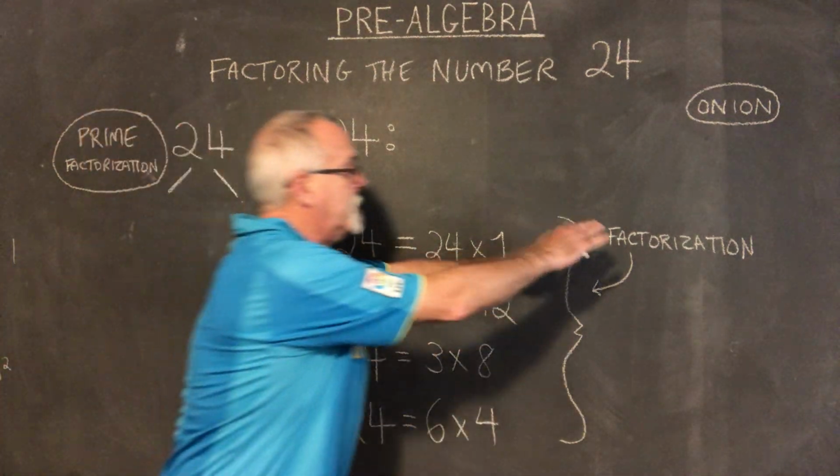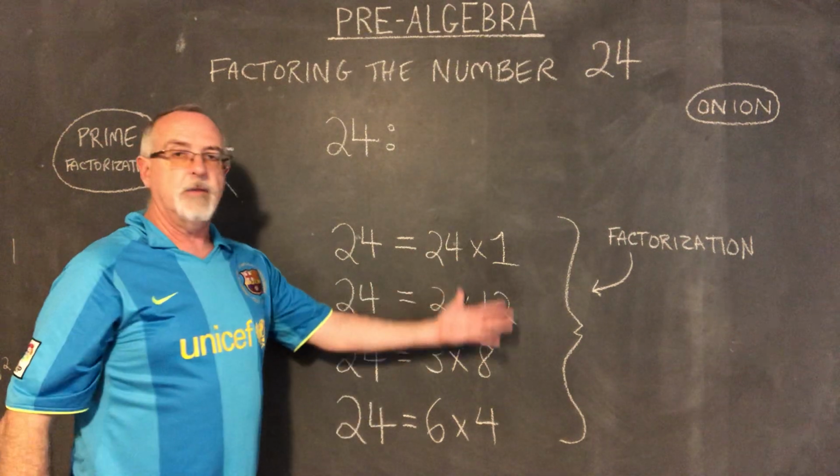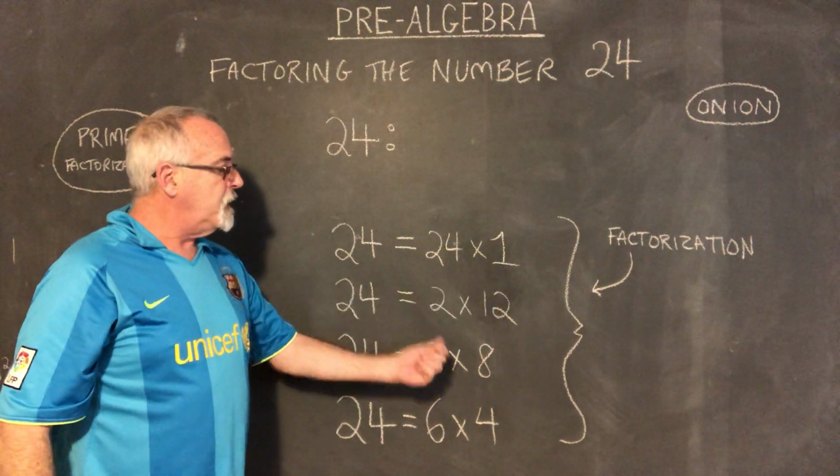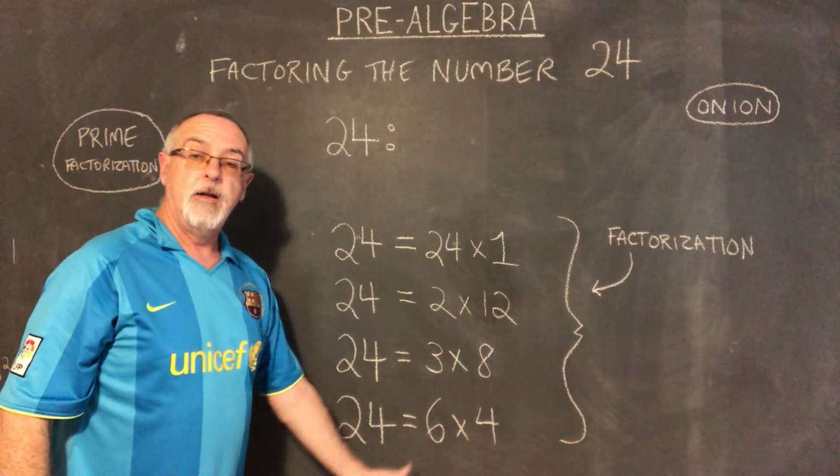I did it. I did factorization. What I did this time was I listed all the possible pairs of numbers that I can multiply to get 24, which means I listed all of the factors of 24.